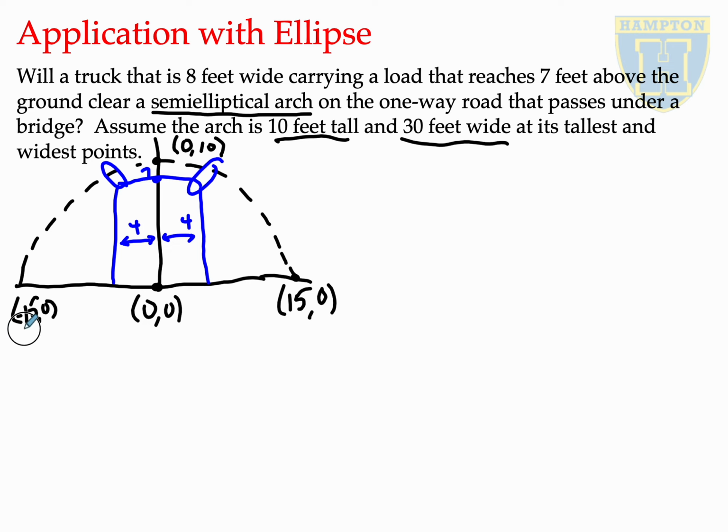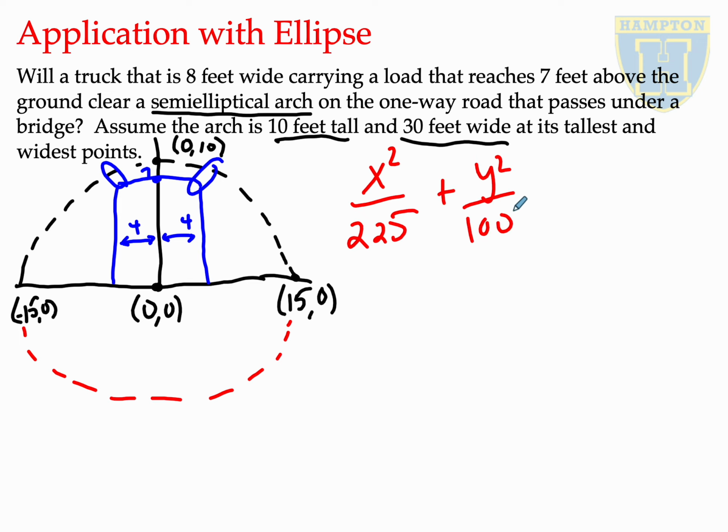If we imagined an entire ellipse, we would have a horizontal axis with radius 15, and we would have a vertical axis of radius 10, giving us the equation x squared over 225 plus y squared over 100 is equal to 1. We know our ellipse is going to have that equation. Now, obviously, we're only concerned with the top half of the ellipse. That's not relevant to our question, though. That's not going to end up making a difference in our calculations.